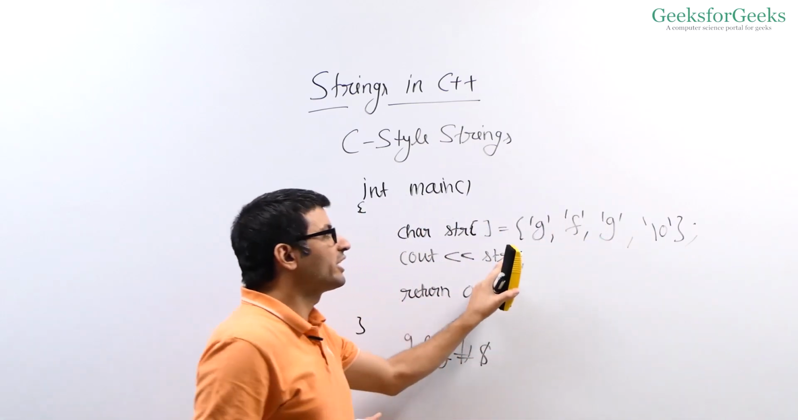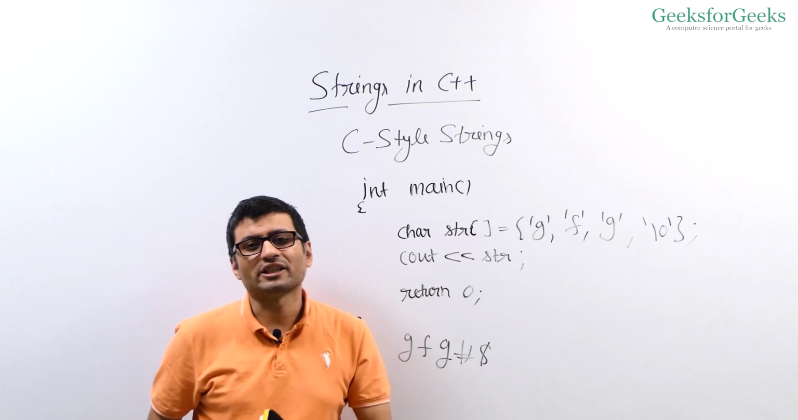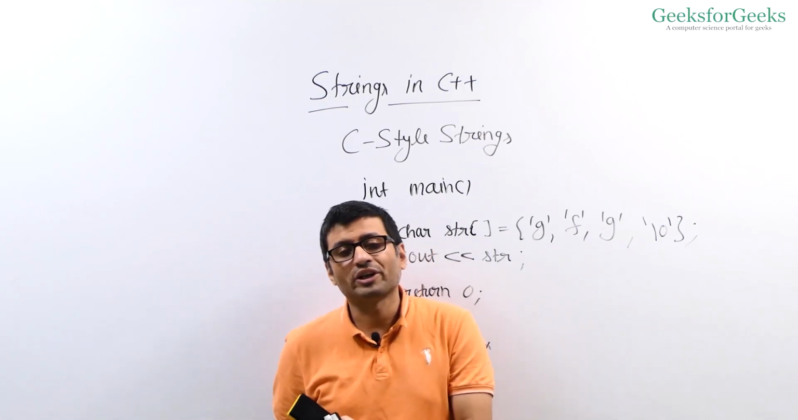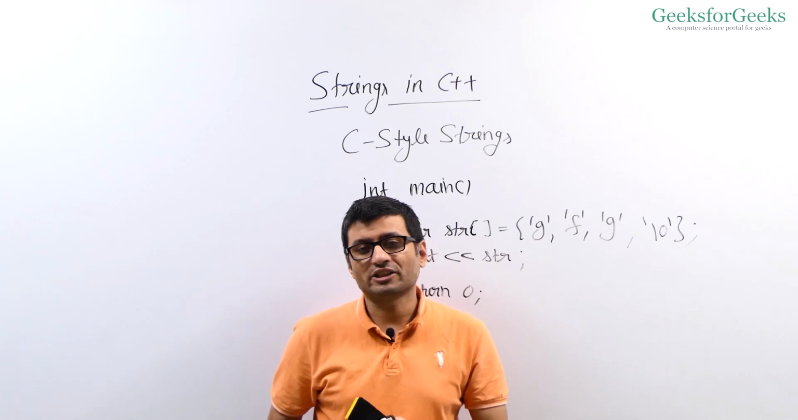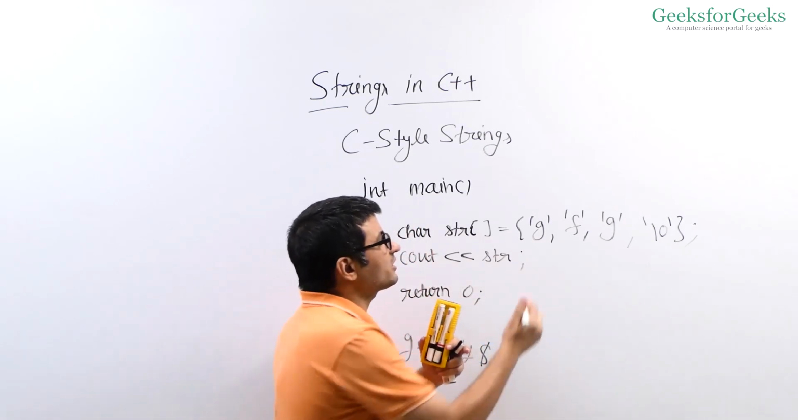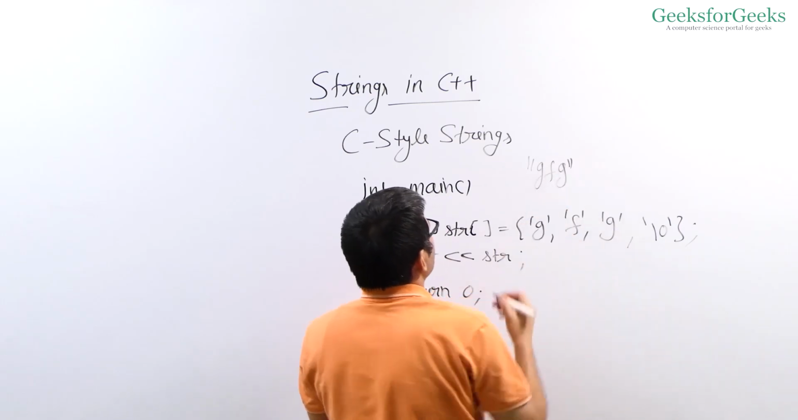If I'm going to print it, or call any of these C style functions like strlen to find the length of it, or to do anything on it as a C style string, I must terminate it with \0. Or the other option is I simply use double quotes. Here the compiler takes care of putting a \0 at the end.